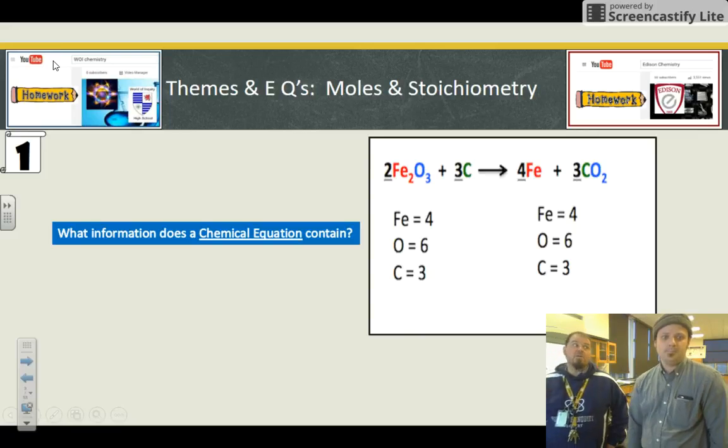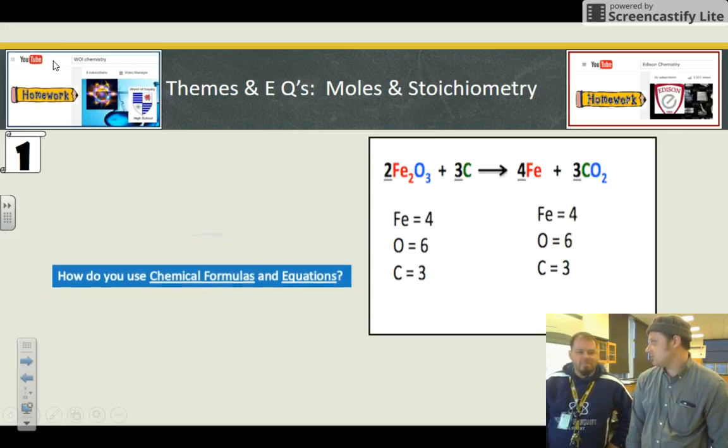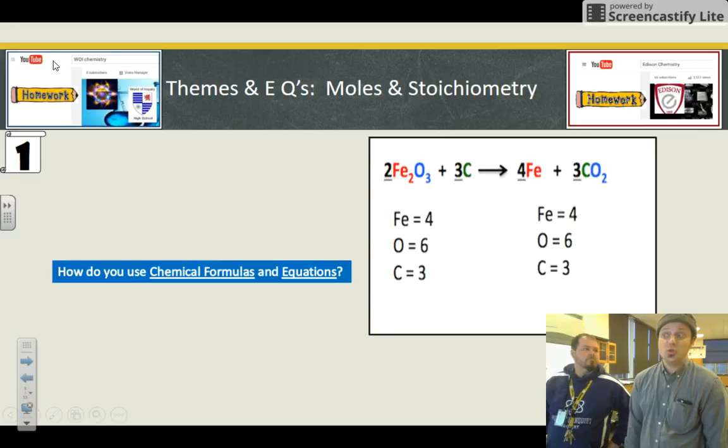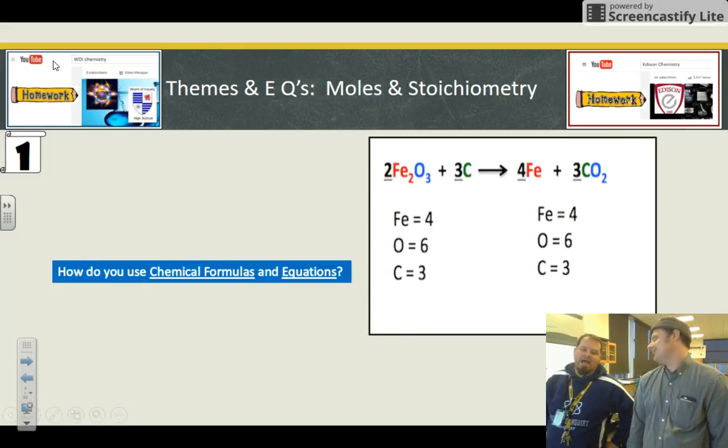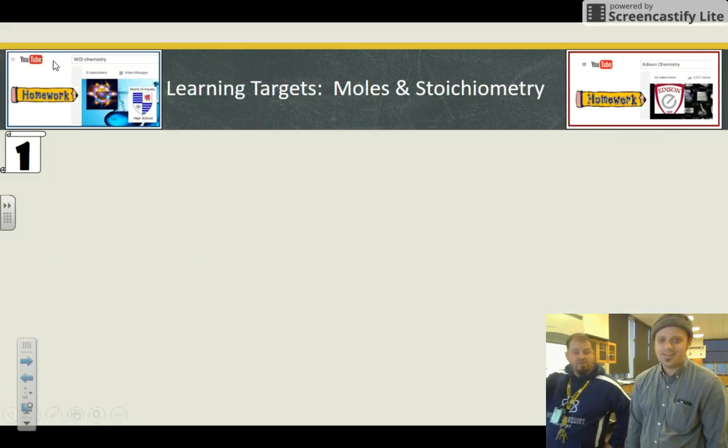And then a chemical equation, very similar. It has a lot of other information, like atoms. Lots of information. How do you use chemical formulas and equations? They're important. They're like recipes. But that's not exactly how you use it. Not exactly, but it's a great analogy.